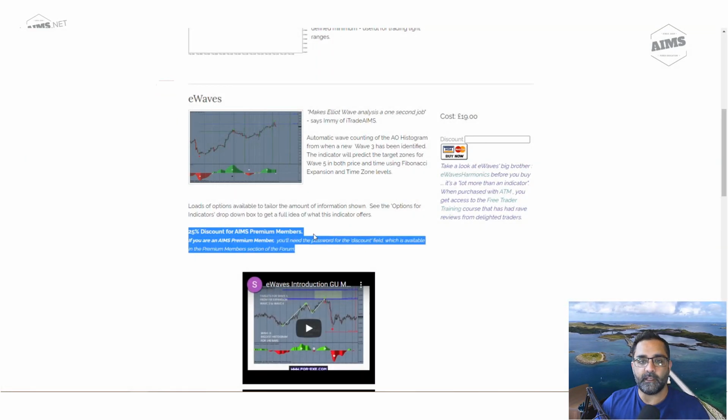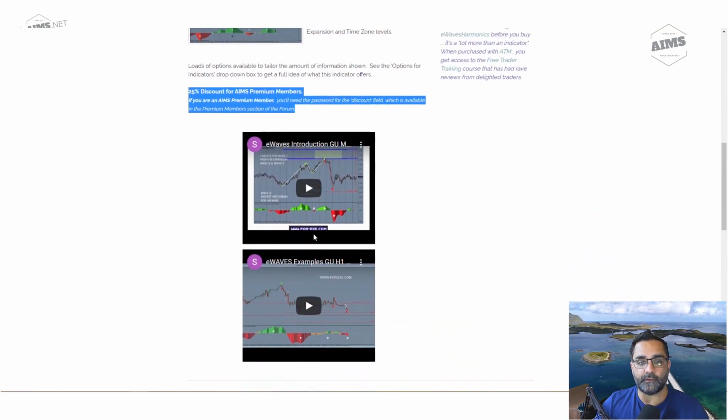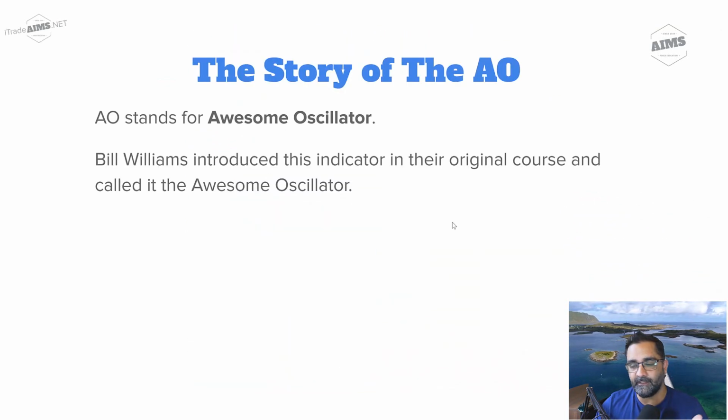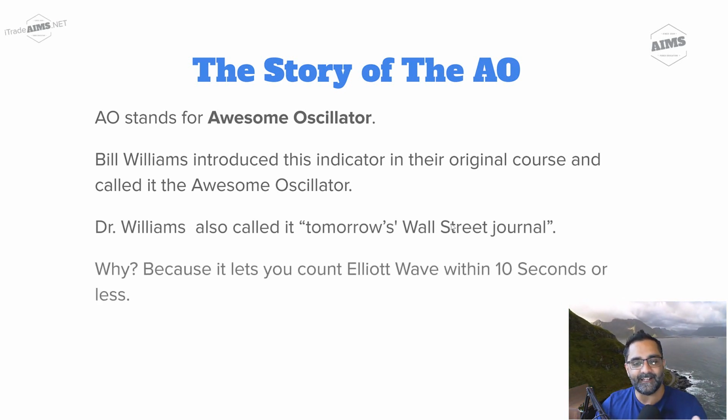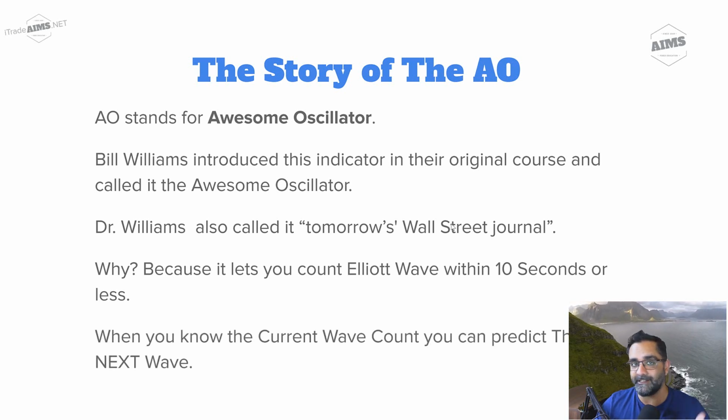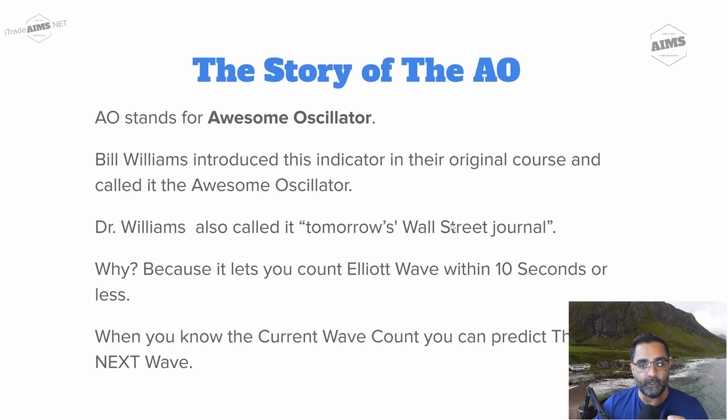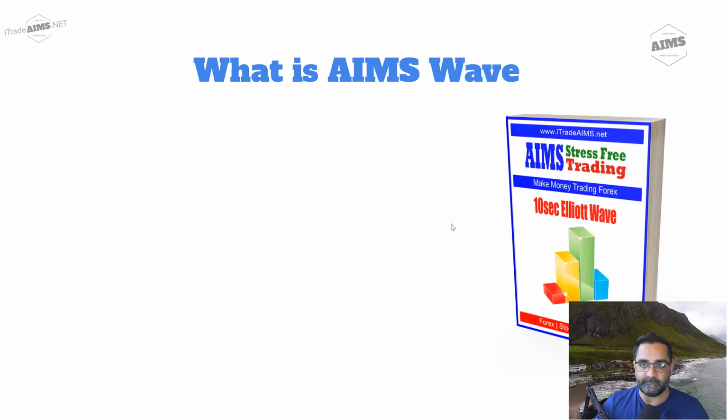So what is the story of the AO? AO stands for Awesome Oscillator. Bill Williams introduced it in the original course and called it the Awesome Oscillator. He also called it Tomorrow's Wall Street Journal. Why is that? Because it lets you count Elliott waves, and if you know Elliott wave, you can predict the future wave with a degree of certainty. And you can do it within 10 seconds because it's on the chart. When you know the current wave, you can predict the next wave.